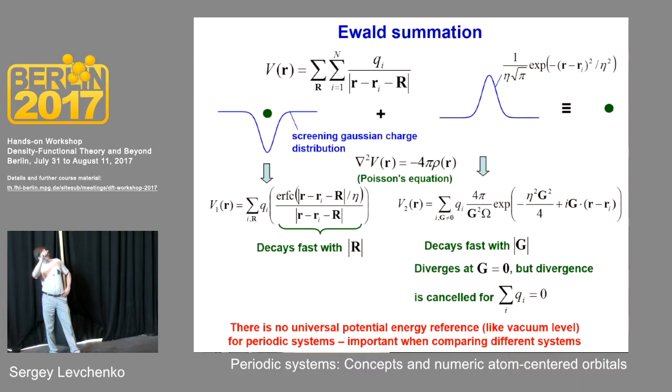The potential for this kind of charge density can be calculated analytically, and we have it here. And it converges very fast with the distance to the point in which we calculate the potential. And this converges very fast in reciprocal space here. There is a parameter, eta, but in principle there is a good choice universally for all systems. So this decays very fast with the size of the reciprocal lattice vector.